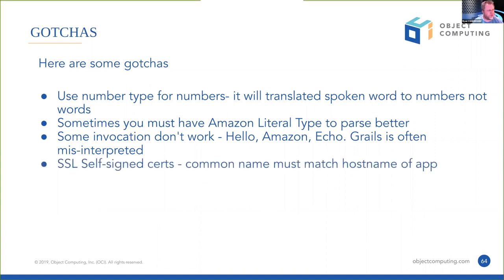Some invocations for things don't work. Hello, Amazon Echo. I've not had a lot of good luck using Grails as the invocation word because it just has a hard time understanding it. Remember, when you're saying the invocation word, the local Alexa at your house needs to be able to understand it, and it's way less intelligent than the cloud stuff. So if the wake up word or invocation is bad, then it could be an issue. Or it conflicts with the wake up word, I should say.